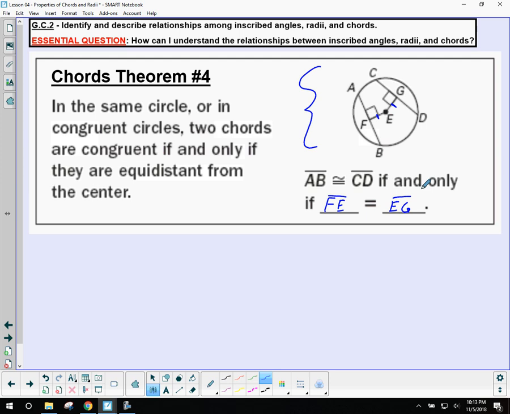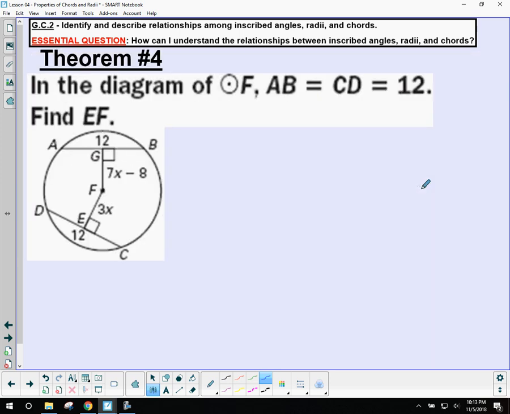So, in the diagram, circle left, the chord is 12. We're reading that guy and this guy should be equal. Make it happen.